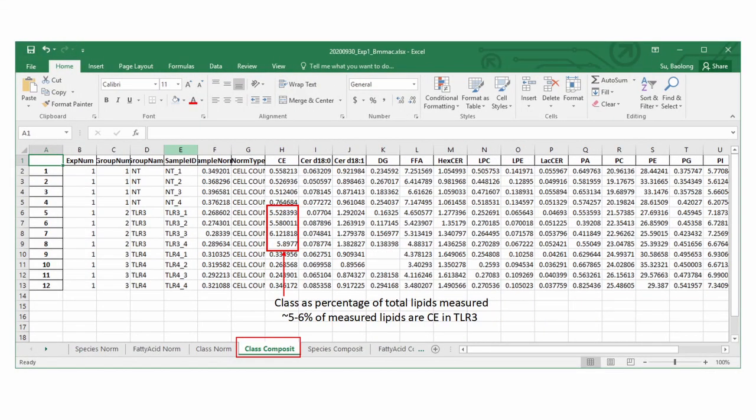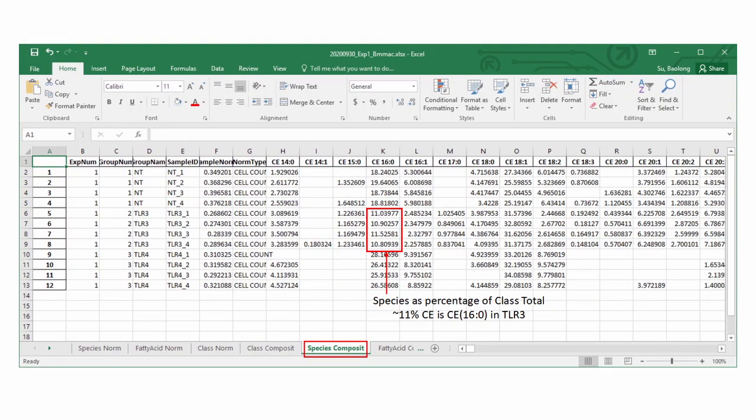The next 3 composition tabs in the Excel sheet provide an alternative analysis of your data. Rather than normalizing to the user-specified normalization values, these take the molar amounts of each lipid in the sample and present them in terms of a percentage. If you look at the Class Composition tab, you can see each subclass calculated as a percentage of all lipids measured. As an example, cholesterol ester accounts for 5 to 6% of all lipids measured in the TLR3 stimulated condition.